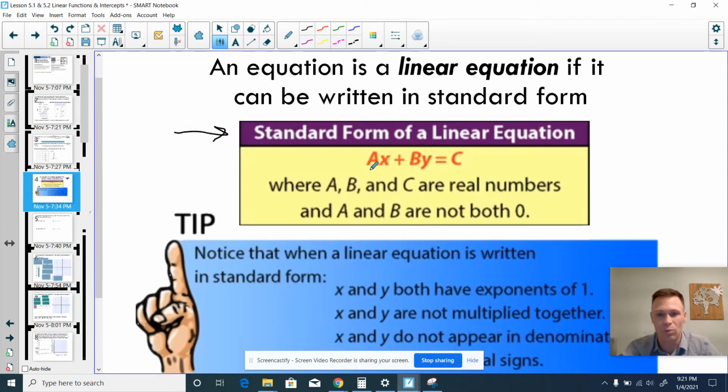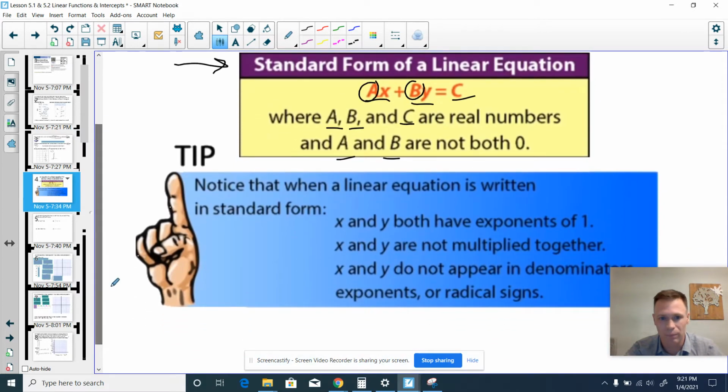And standard form looks like ax plus by equals c. So the basic idea is that x and y are written on the same side, and they're set equal to a remaining number, okay? A, B, and C are real numbers, and A and B are both not zero. Just think about that for a second. If both A and B were 0 here, we would have 0 equals c, which makes no sense, right? So that's just kind of a weird rule about it.